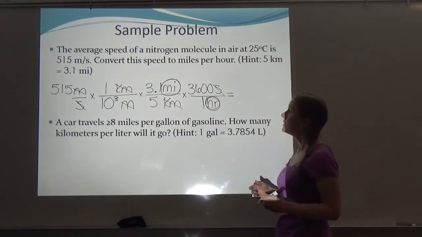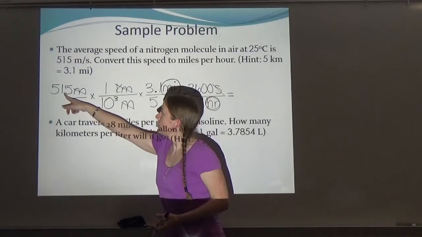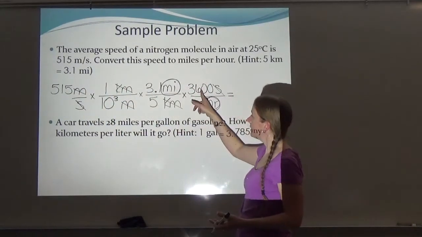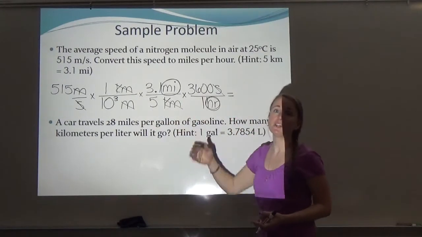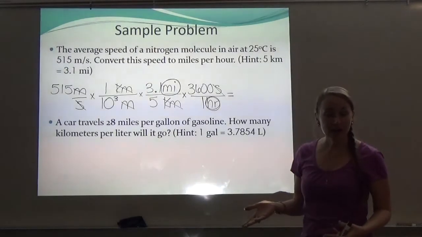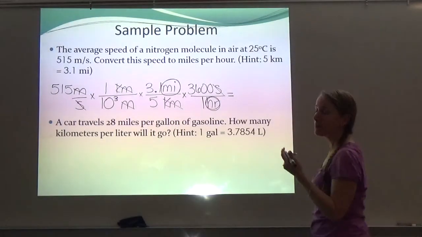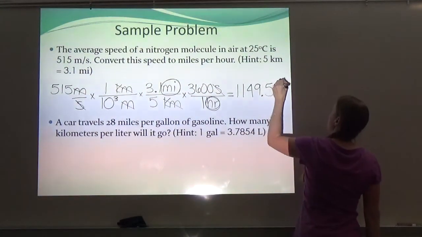So now that I have the unit I want, I can stop and solve. So I'm going to take my numbers on top and multiply them, and then I'm going to divide by my numbers on bottom. And so again, y'all, please make sure you're putting this in correctly and get the same answer. So I got 1,149.5 miles per hour.